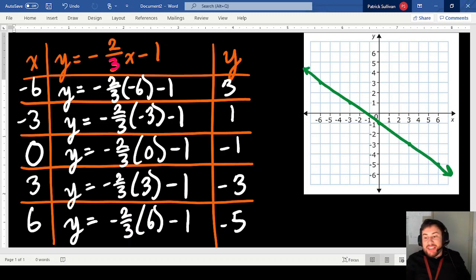All right, draw a straight line between those points and finish it off with an arrow on both ends of the line. Anyway, I hope you enjoyed this video on how to graph a linear function with a fraction coefficient.